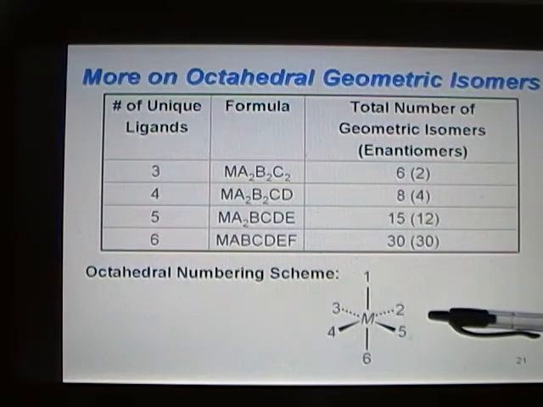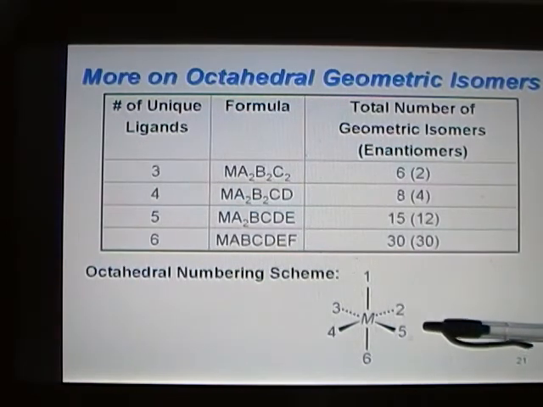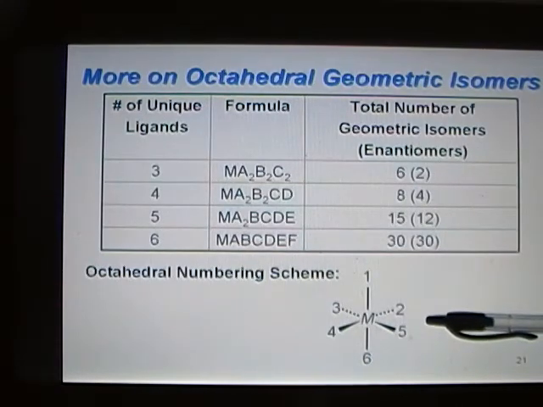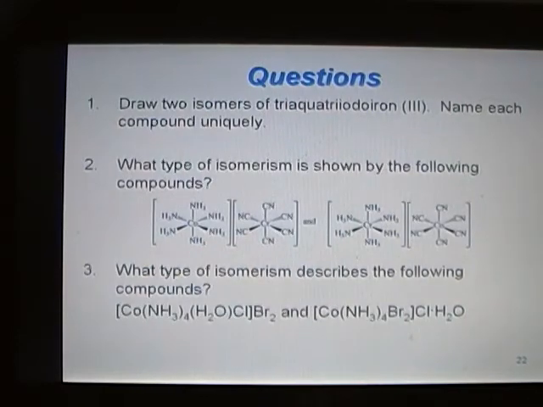Using the handout, I will show you how this octahedral numbering scheme helps you to draw geometric isomers for octahedral geometries. So now, you have 3 questions to consider for your homework for this week. Next time, we will spend our time working on optical isomerism and introduce the idea of coordination number and oxidation state.